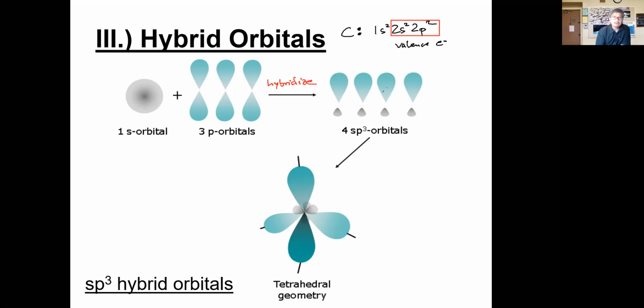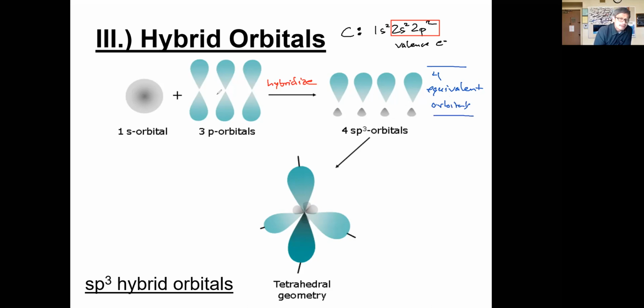All 4 of these are exactly the same, and that's what I was pointing out to you in the previous slide: all of them are equivalent. So we have 4 equivalent structures here, which means that they are identical orbitals. They look the same. They will have the same energy as well.